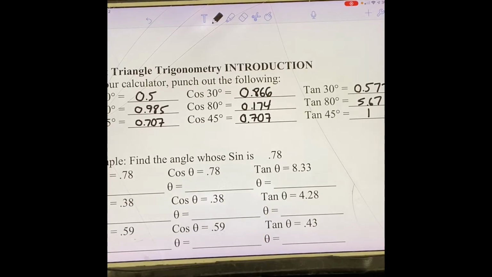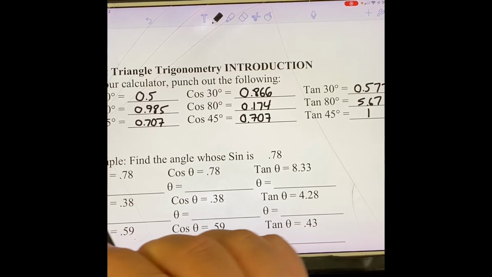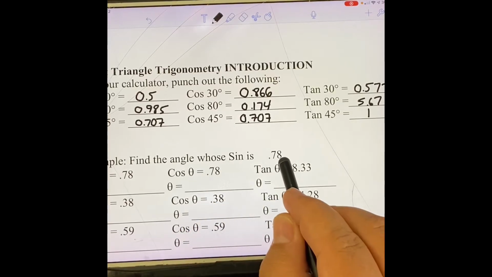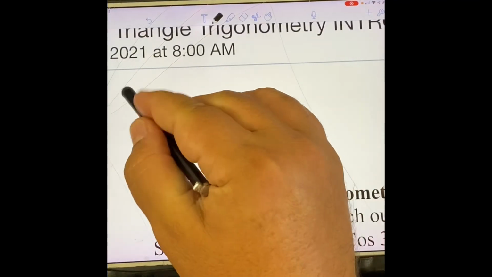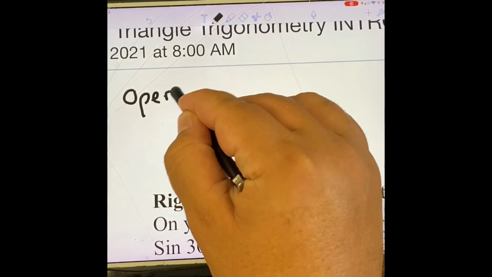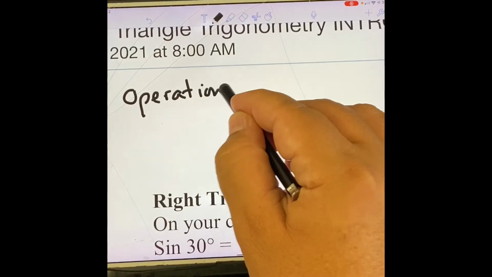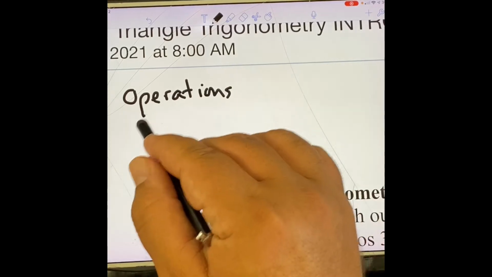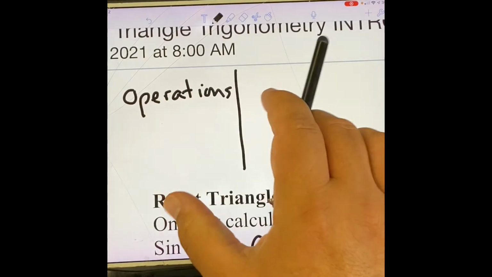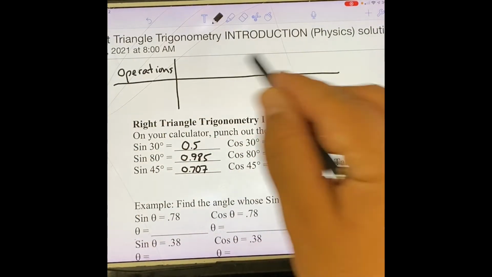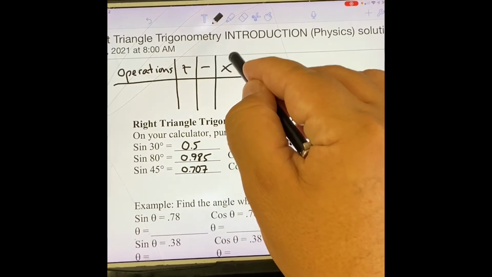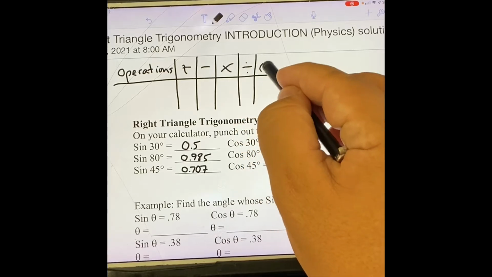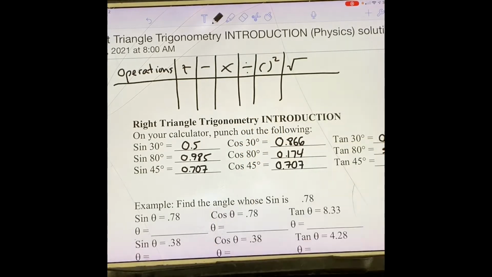Now in the next exercise, we're going to be taking a look at angle whose sine is. In order to do these, we need to know something about how to solve equations. Try to remember what we learned last week. There exist 6 operations that you already know how to do. Okay, let's remind ourselves. You can add numbers, you can subtract numbers, you can multiply numbers, you can divide numbers, you can even square and square root numbers. Those are the 6 operations we looked at last week.